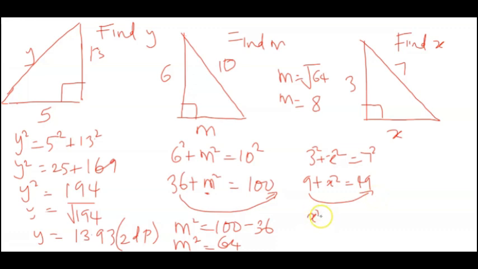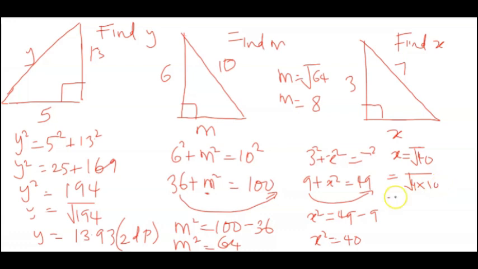So we are going to have x squared is equal to 49 minus 9. So x squared is equal to 49 minus 9, which will give us 40. Okay, so then it means that our x is equal to the square root of 40. Now I want us to solve this without a calculator. So this is the same as the square root of 4 times 10.